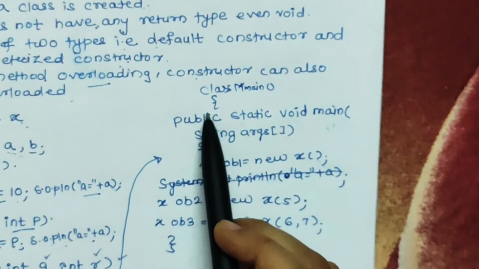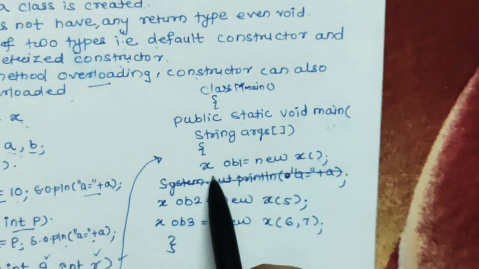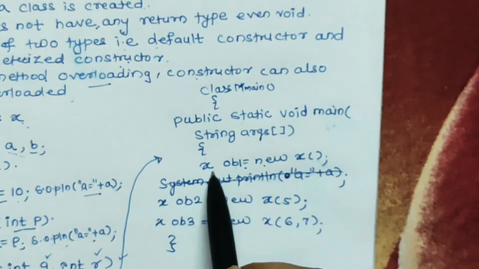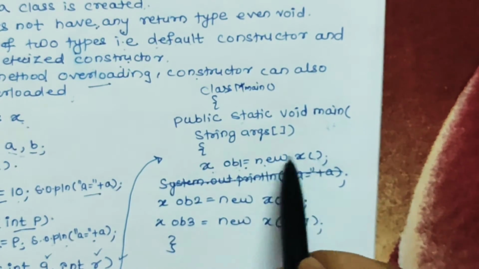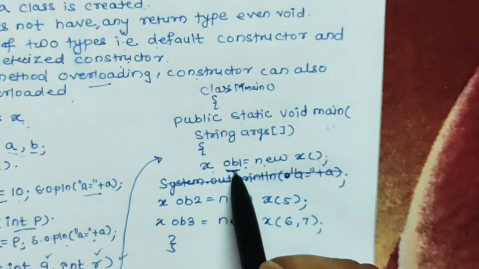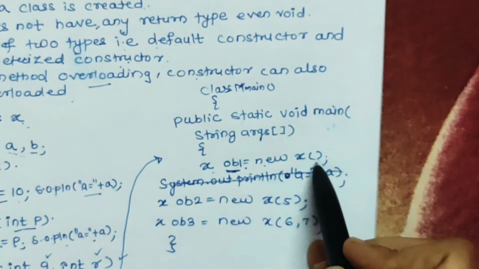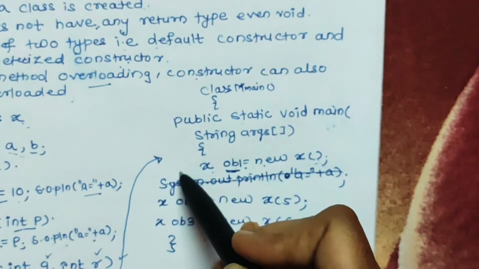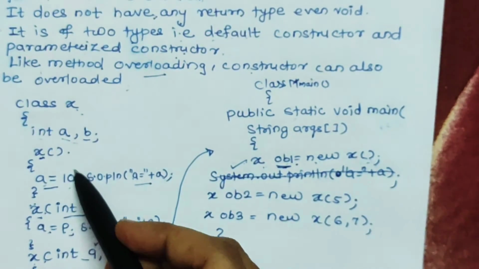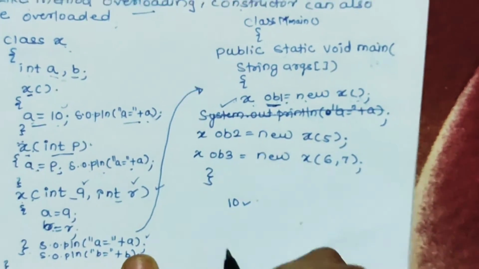So now this is the main class, public static void main(String args), and here X ob1 equal to new X, that is, an object of class X is created here. And you know, whenever an object of a class is created, constructor will be automatically called. So when this statement is there, then A is assigned value 10 and it will be displayed. So in the output, the first value will be 10.